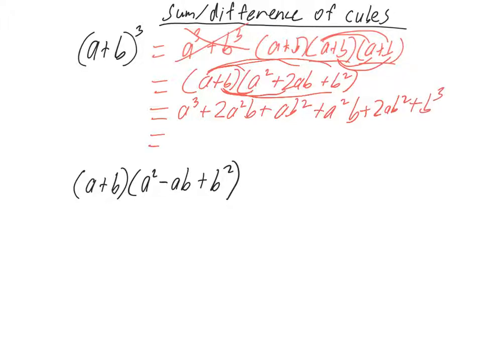And then we've got some like terms we can combine. We've got our a cubed, then 2a squared b plus a squared b is 3a squared b. ab squared plus 2ab squared is 3ab squared, and then the b cubed. And so all of that was just to confirm that a plus b to the third power is not a cubed plus b cubed. It is this ugly mess.